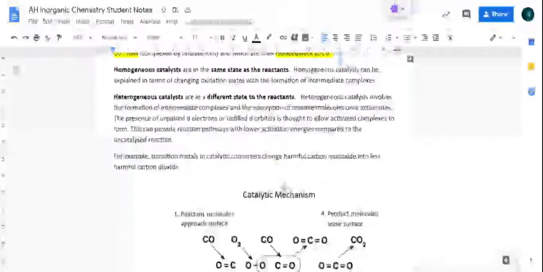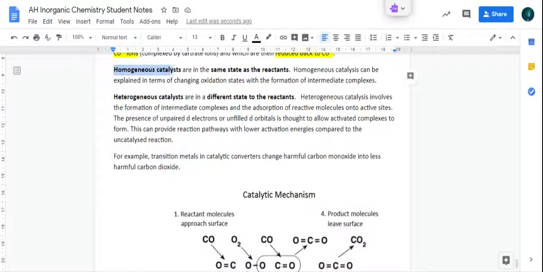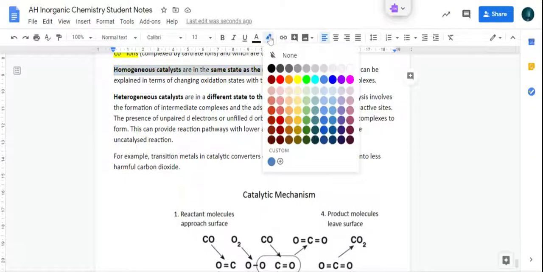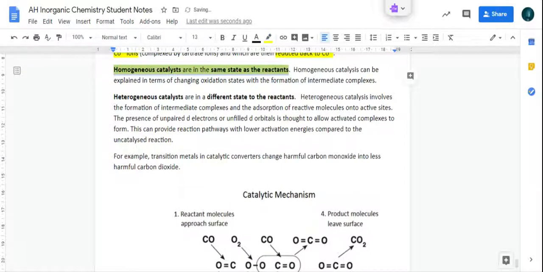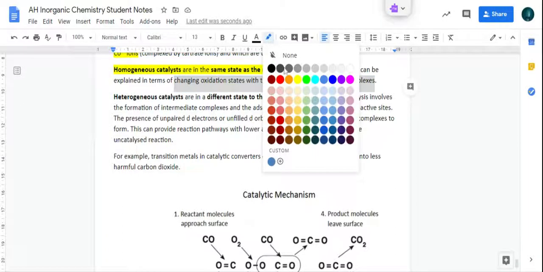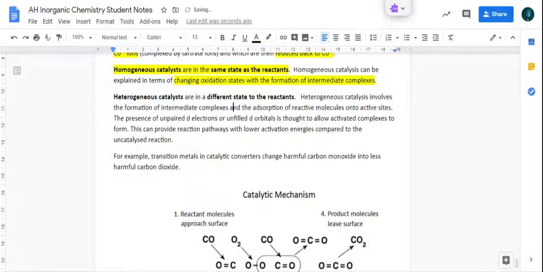Some terms to do with catalysis that you need to know. Homogeneous catalysts are in the same state as the reactants. The prefix homo means the same. So in that last example, the cobalt-2 chloride solution was in the same state as the hydrogen peroxide and potassium sodium tartrate. So that was an example of homogeneous catalysis. Homogeneous catalysis is a result of the fact that you can change the oxidation state of the transition metal and form intermediate complexes. So that's how that works.